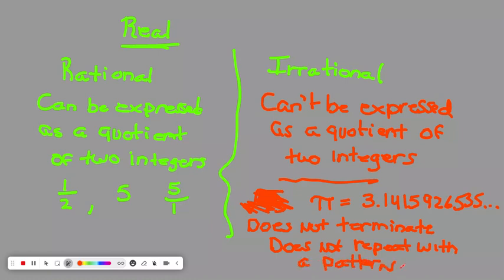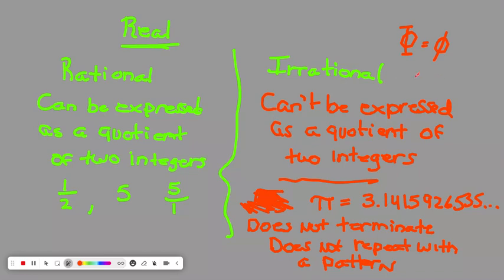So if it does not terminate and it does not repeat with a pattern, it's irrational. Like pi and phi. Talk about phi, right? Phi looks like this. Sometimes it's just written like that. You might get that confused. Well, isn't that an empty set? Well, that's the letter phi.